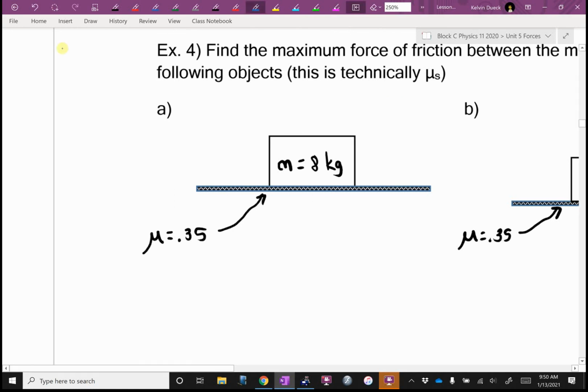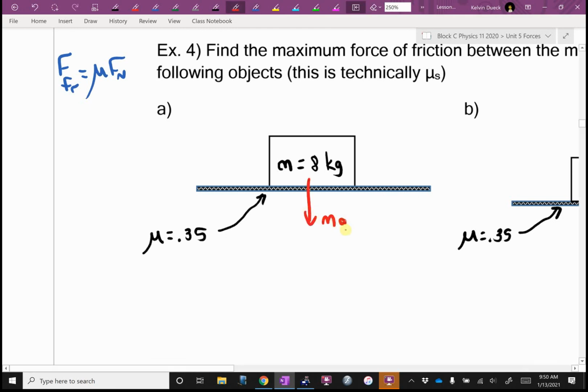Well, for all of these, friction equals mu times the normal force. What's mu in A and B and C? 0.35? Yes? Okay. We need to figure out the normal force. How will I do that? This is a job for a free body diagram. What are the forces in A? Get the obvious one.